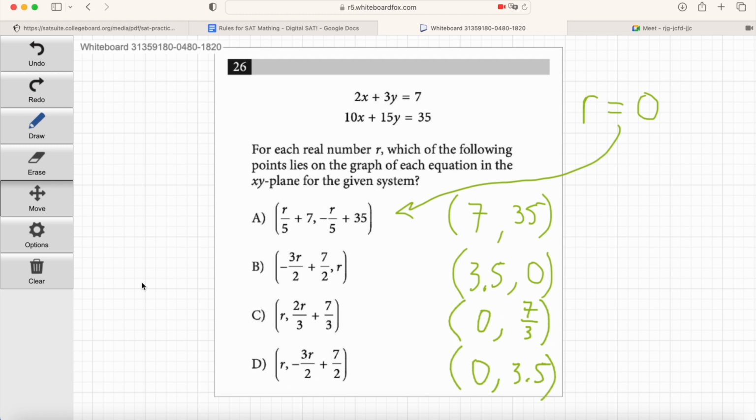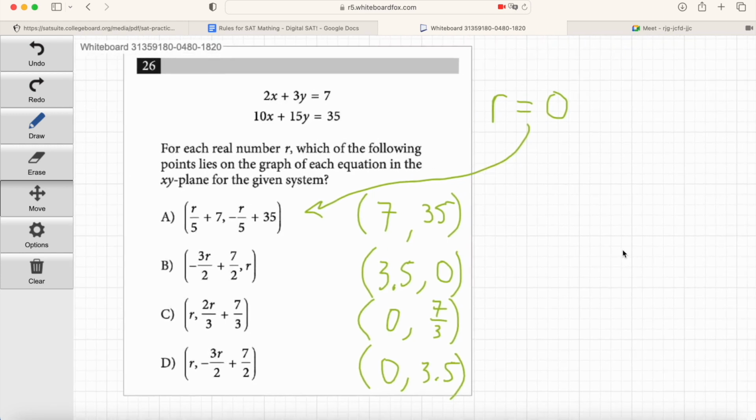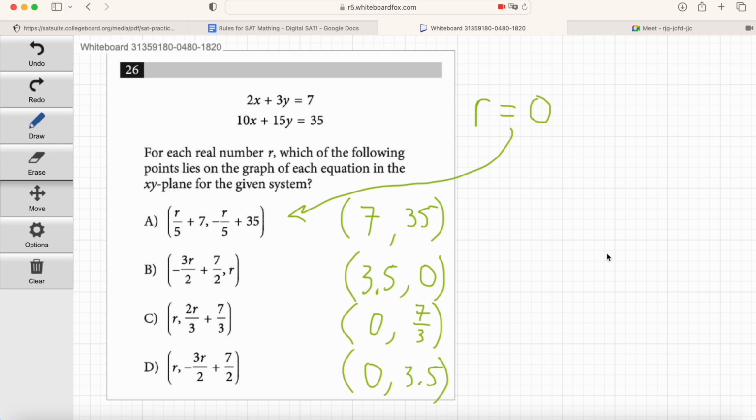If r is 0, which it is, we set that value. So let me see you plug in 7, 35 into the top equation again. We don't have to worry about the bottom one. Plug into that equation and let's see if we get a true statement.